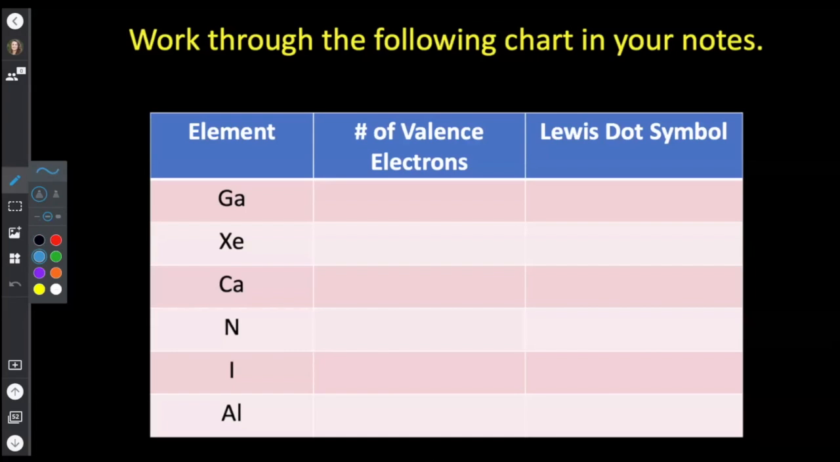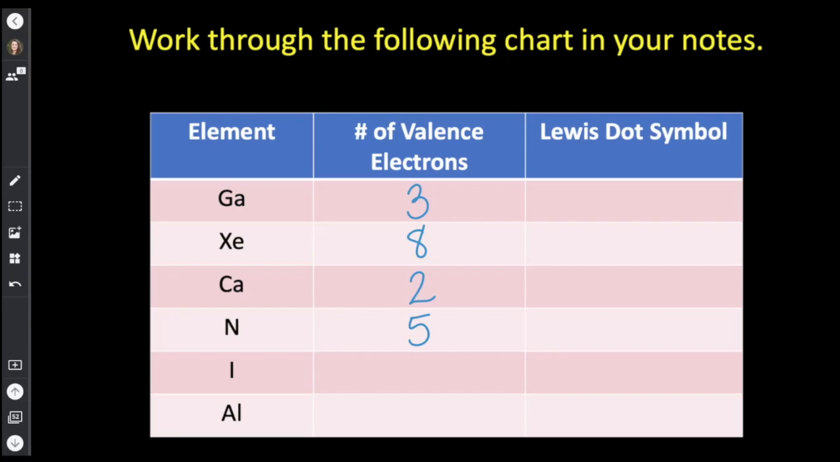All right, so Ga, gallium, how many valence electrons? 3, good job. It is in group 13, so it has 3. All right, xenon, group 18, it has 8. Calcium is in group 2, so it has 2. Nitrogen, group 15, has 5. Iodine, group 17, 7, good job. And aluminum, group 13, has 3. All right, so you're looking at the group numbers with your columns.